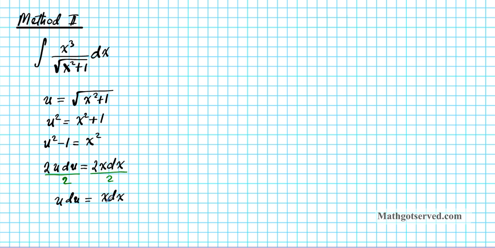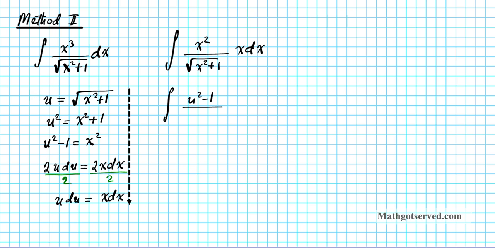Now let's go ahead and make the substitution. You'll be impressed to see how easy this is going to be. Let me write it in a way that makes it easy to understand. This will be the integral of x squared over the square root of x squared plus 1 times x dx. We know that x squared is u squared minus 1, so we replace the numerator with u squared minus 1. The square root of x squared plus 1 is simply u. And x dx is u du.